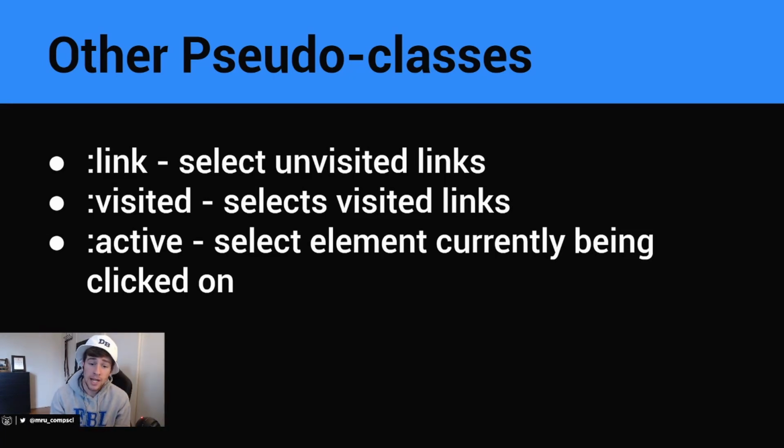Okay, so other pseudo classes. I mentioned that the state from one of them was hover. We have link, which selects unvisited links. So that's any unvisited link. Opposite of that, we have visited. That selects visited links. And active selects the one currently being clicked on.